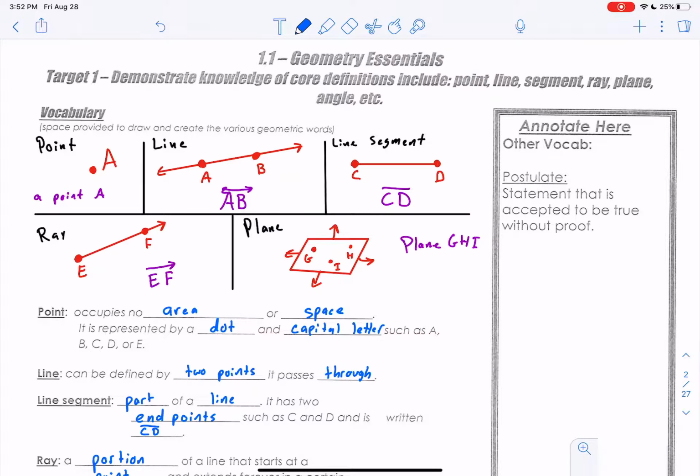Hello, geometry students. Welcome to our first day of Unit 1. So today is just going to be very basic; we're going to talk about vocabulary. Our target is to demonstrate the knowledge of core definitions including point, line, segment, ray, plane, and angle.